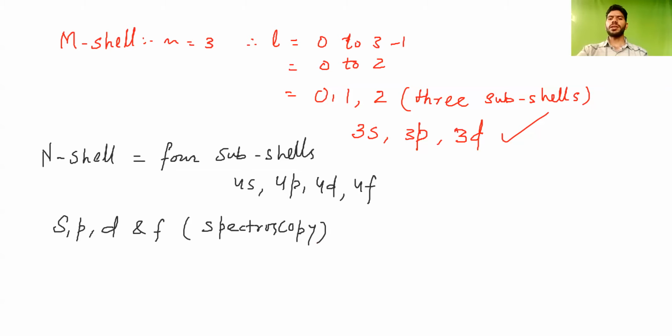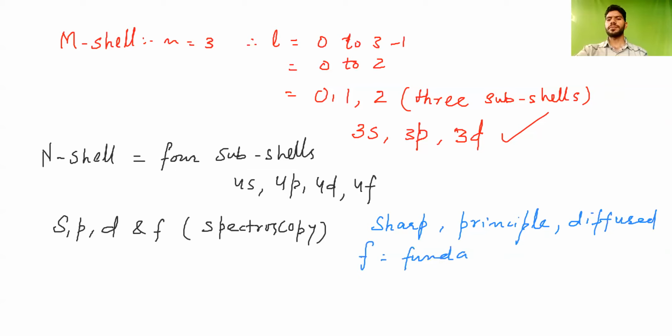And what they actually mean, you will remember that S stands for sharp, and similarly, P stands for principal, and D stands for diffuse, and F stands for fundamental. Right? F stands for fundamental. So these are the number of subshells which are present in any particular shell.